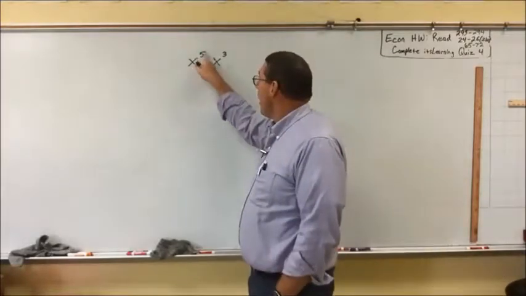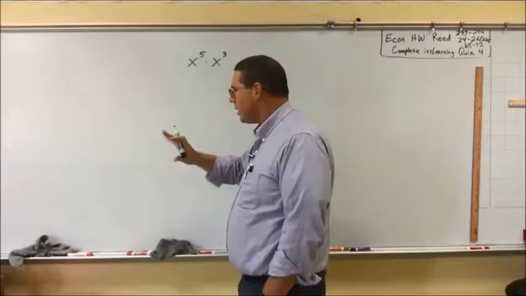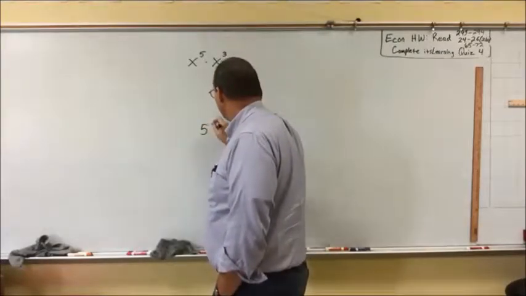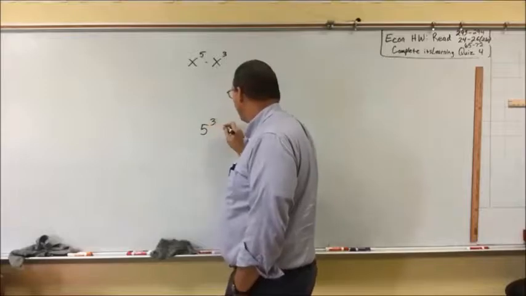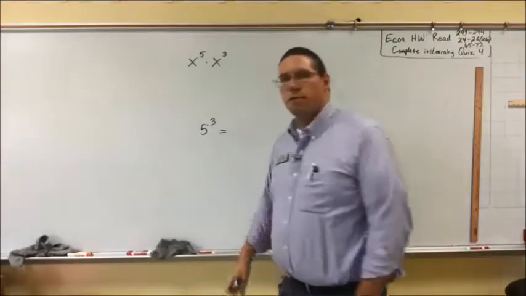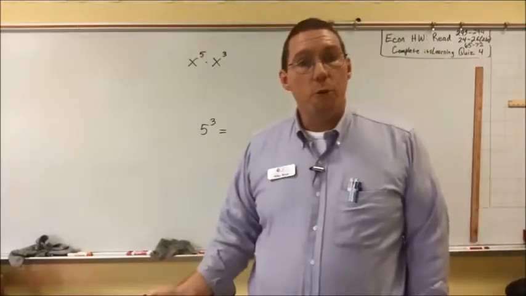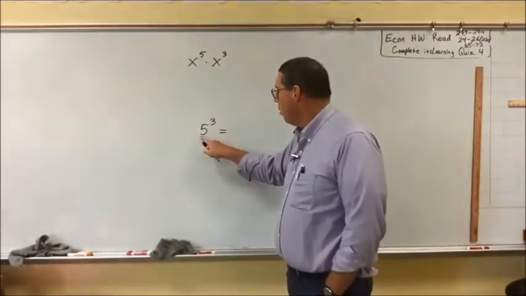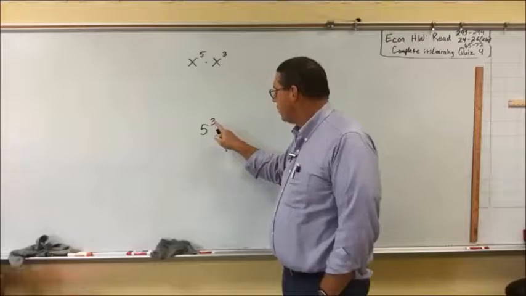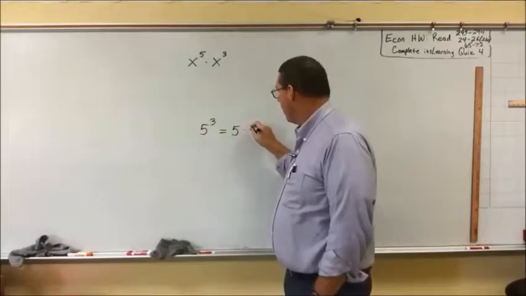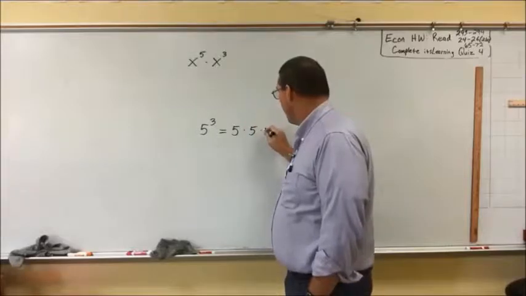Let's take a break for a second. I want to make sure that you understand what something like 5 to the 3rd power means. If your teacher gave you a problem that said 5 to the 3rd power, hopefully you would know what to do. This means that you're going to multiply 5 times itself 3 times. So that's 5 times 5 times 5, right?